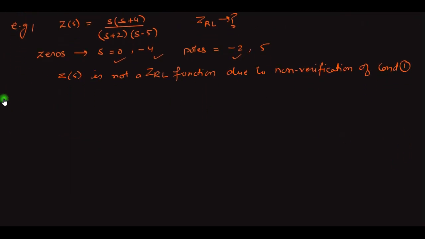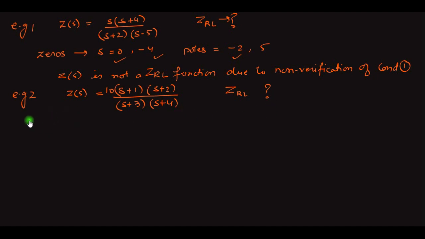Let us attempt the second example. We are provided an impedance function which is 10 times (s plus 1)(s plus 2) divided by (s plus 3)(s plus 4). Now we are again required to check whether the given function is a ZRL function or not.